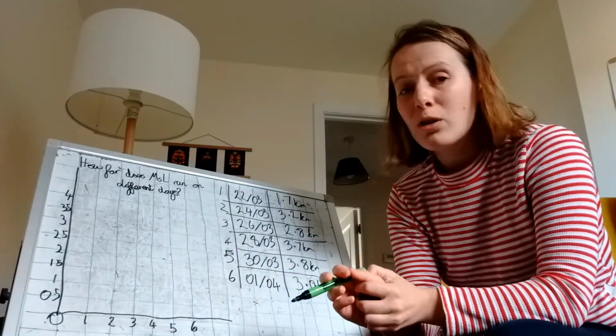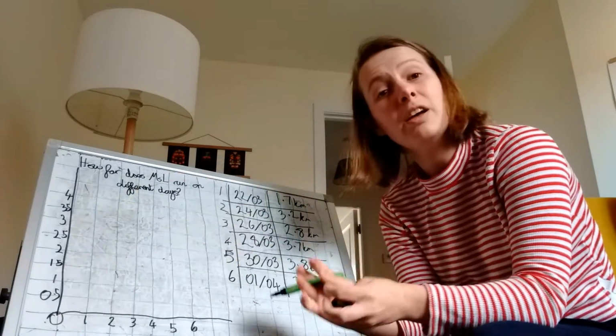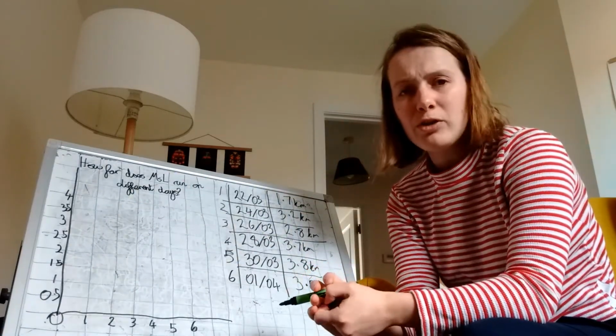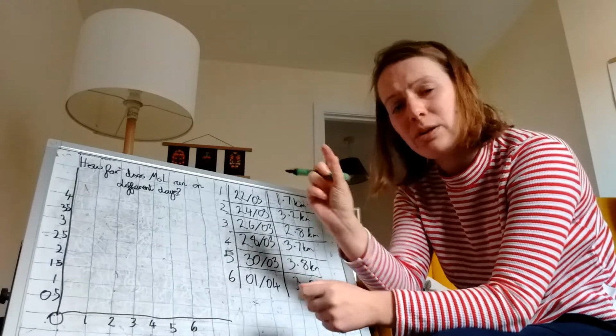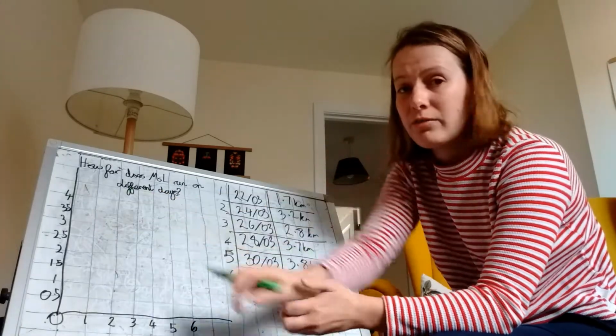And I'm going to call my scale distance run in kilometres, because when we do units on a graph, you can put that unit in the axis label and then you don't have to write it on every single one of those.